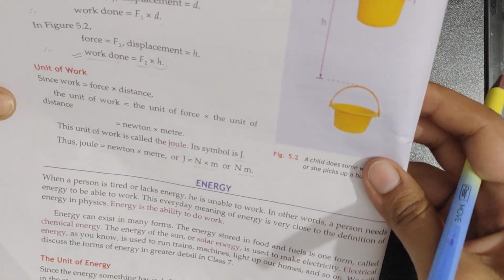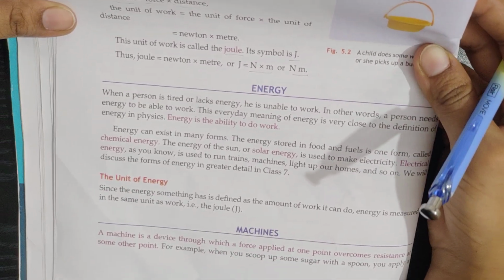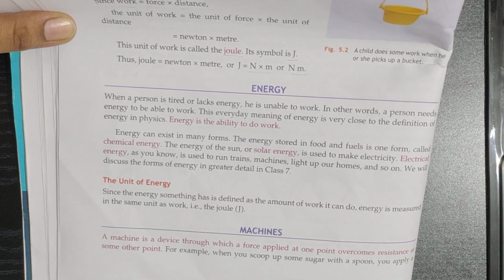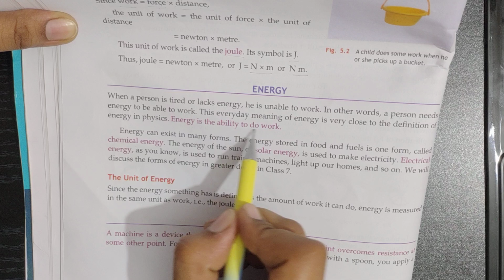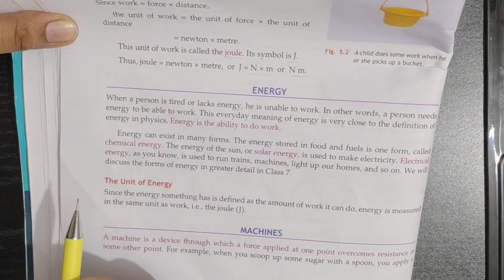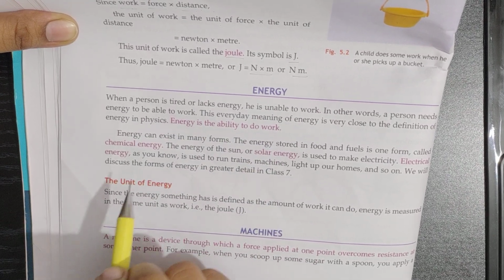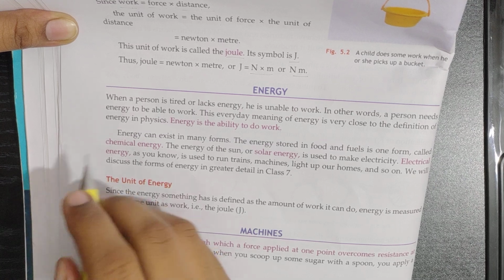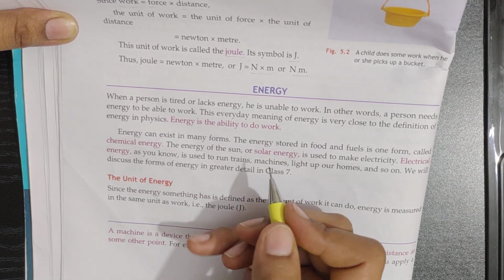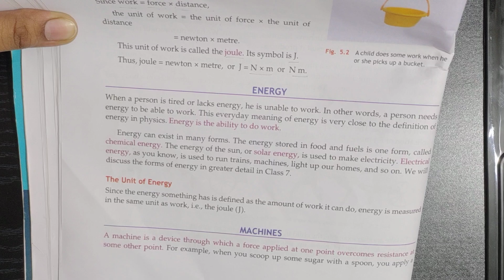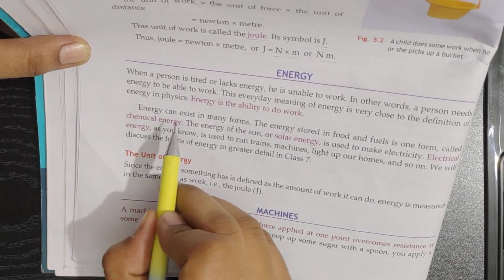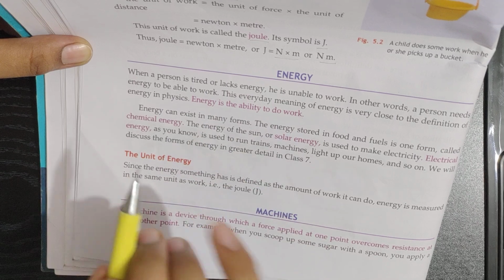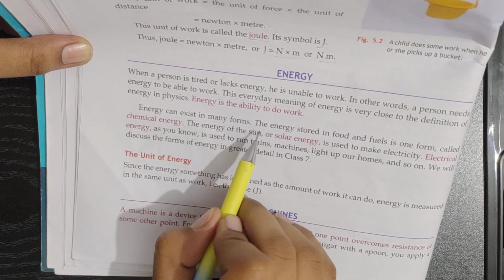Next topic, the second topic of the chapter, is energy. What is energy? Energy is basically the ability to do work. In other words, we can say a person needs energy to become able to do some work. Right? Now, energy can exist in many forms. Is it clear?